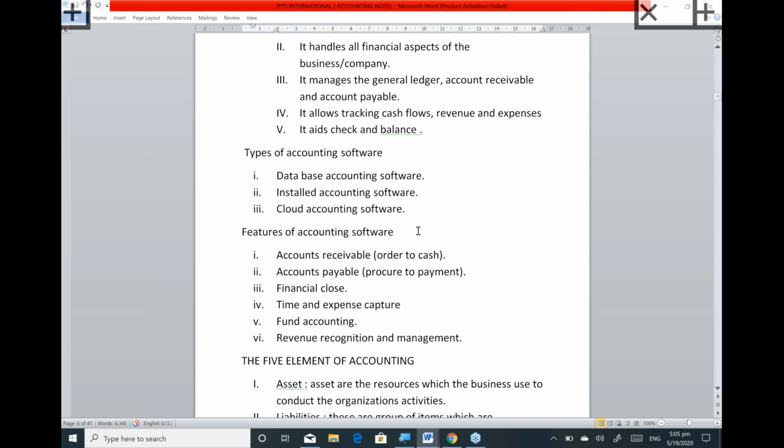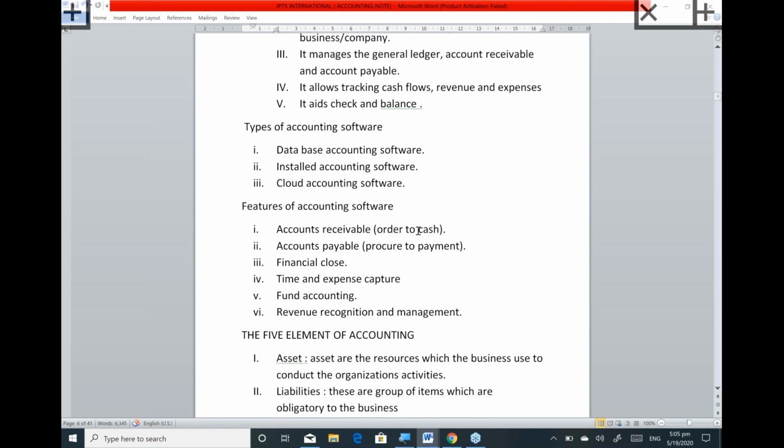Look at types of accounting software. We have database accounting software. We have installed accounting software. We have cloud accounting software. Then we look at the features of accounting software.